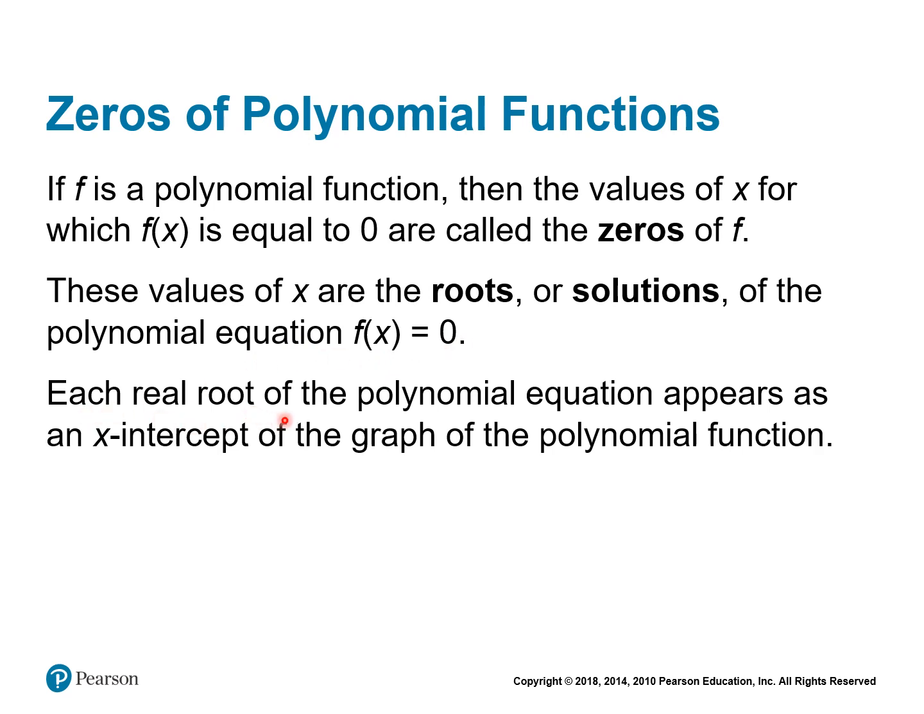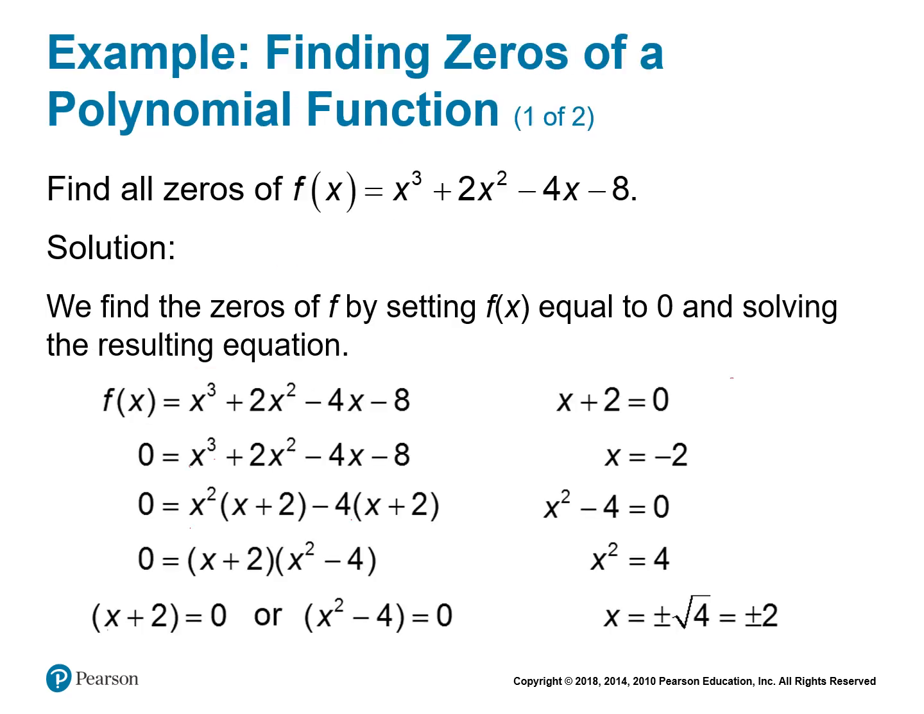Each real root of the polynomial equation appears as an x-intercept of the graph of the polynomial function. All right, so this is just rounding up what we said from the start, that zeros, each x value represents the x-intercept. That's where the graph will touch the x-axis. Now let's go through this example of finding zeros of a polynomial function.